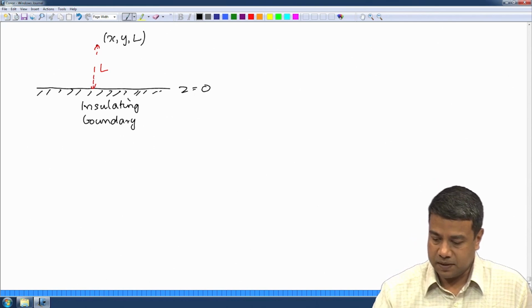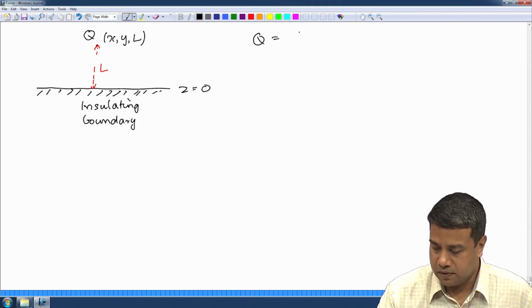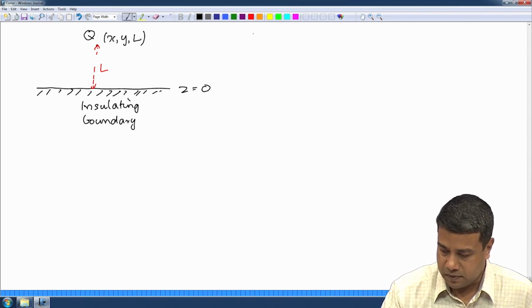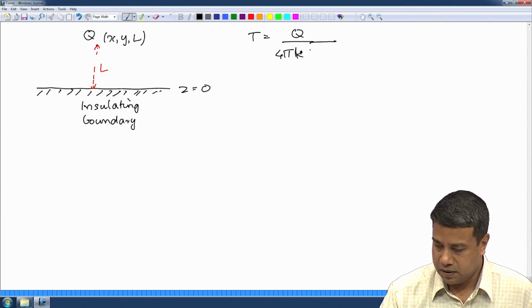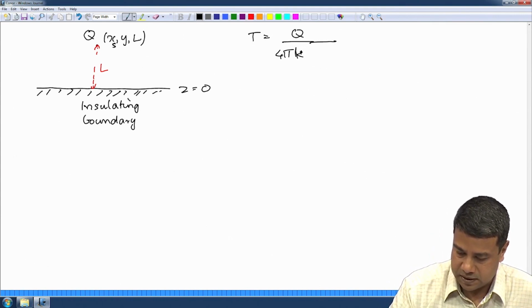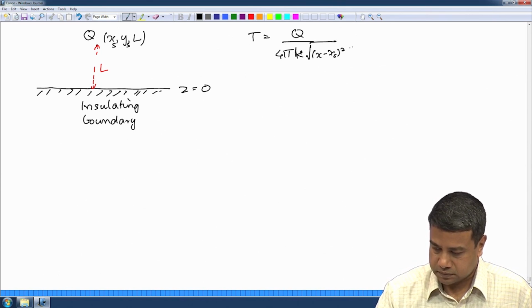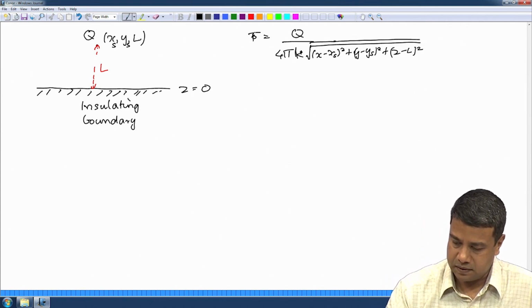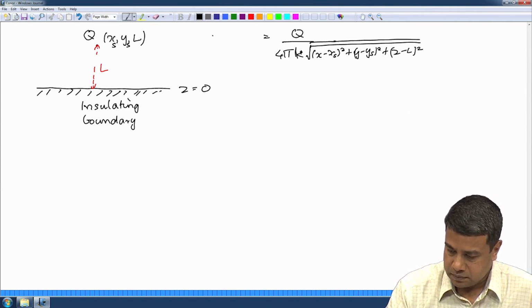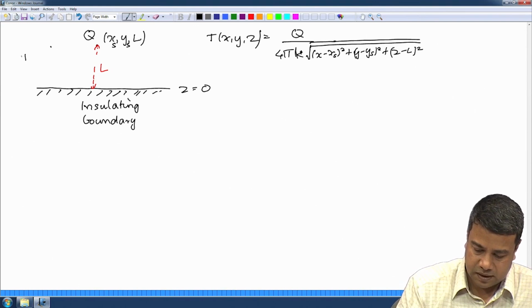If the boundary were not there, then if Q was the energy that was generated per unit length, the temperature T would just be equal to Q by 4 pi K into, let me call this the source point, xs, ys, and L. That would be the temperature field at the location x, y, z, at any point.